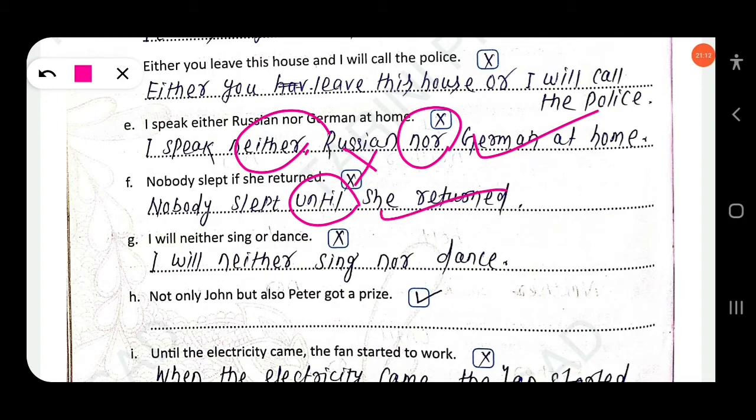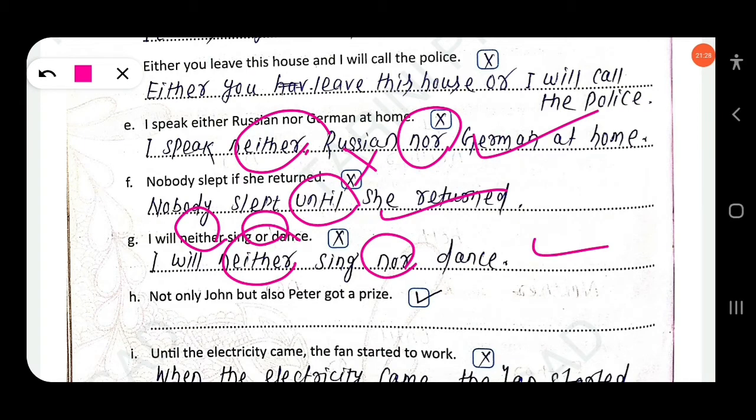Okay, then next, "I will neither sing or dance." You know, here neither nor is a pair conjunction, but neither or is wrong. So you have to write here, I will neither sing nor dance, neither nor.